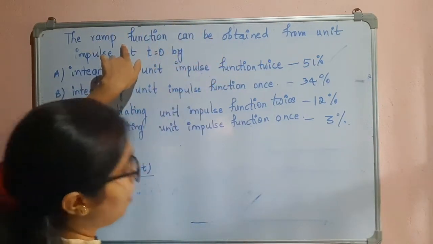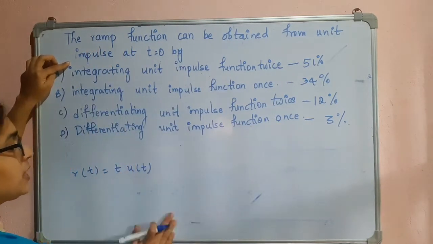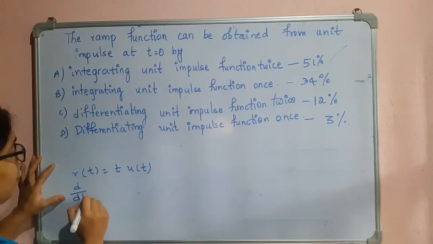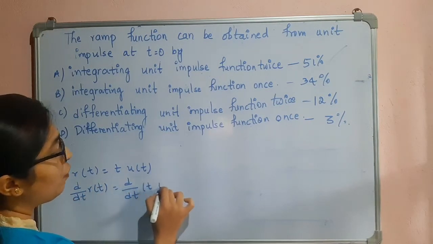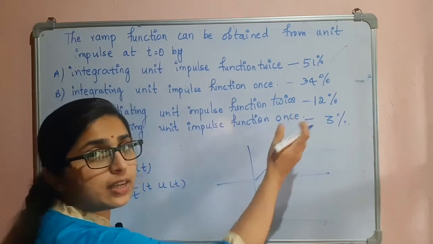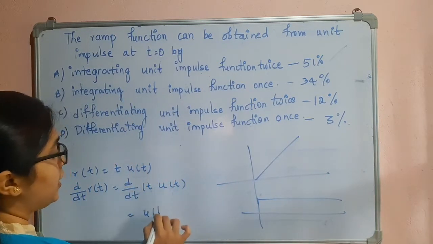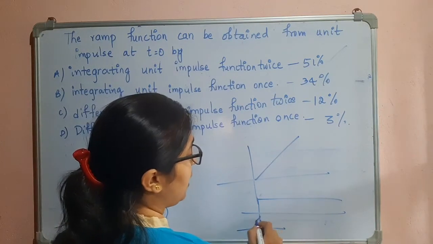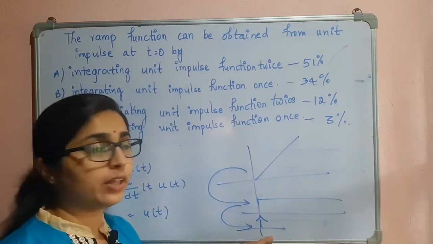So now how can we get this ramp from the unit impulse? I will come in the reverse way now. So now I have the ramp function. What happens if I differentiate the ramp? This is nothing but d by dt of t u of t. If I differentiate this, what am I going to get? I am going to get the unit step, right? Next, if I differentiate the unit step, I will get the impulse. So after differentiating this, you are going to get the unit impulse.